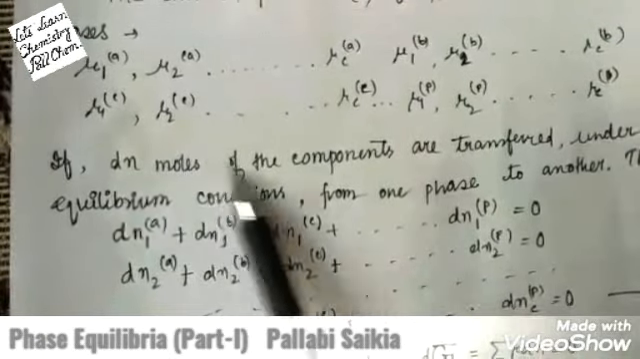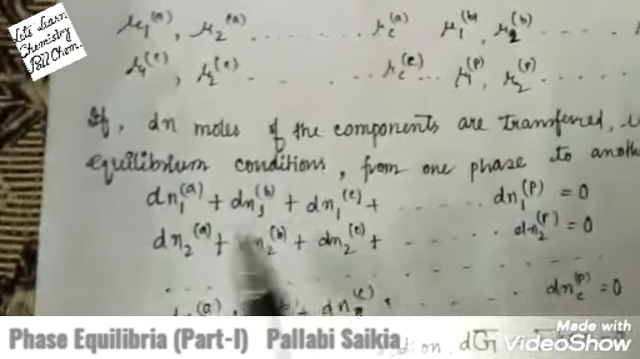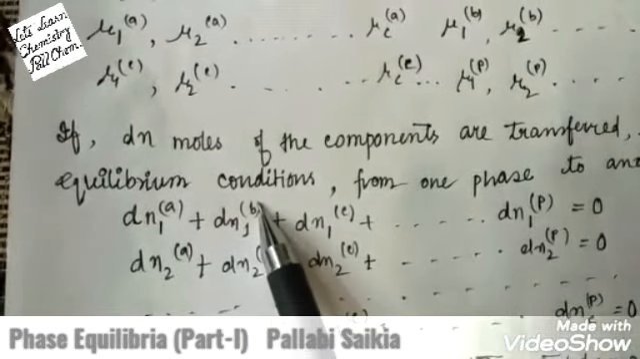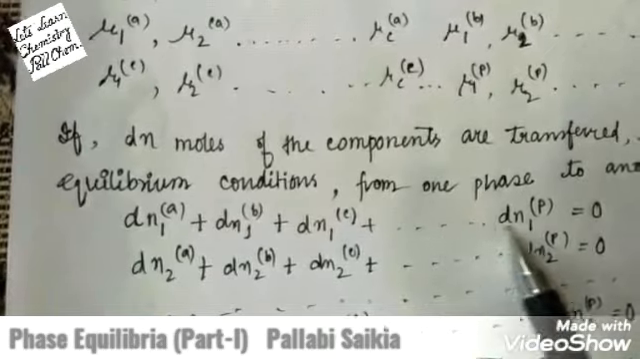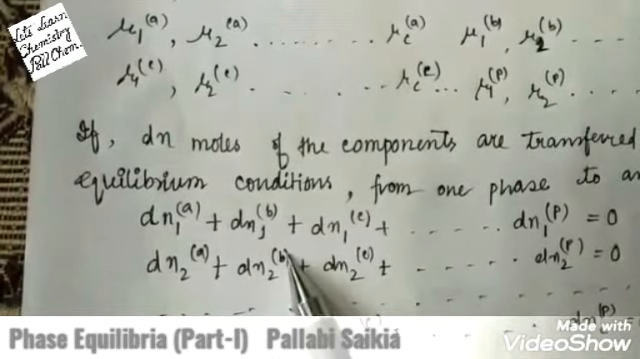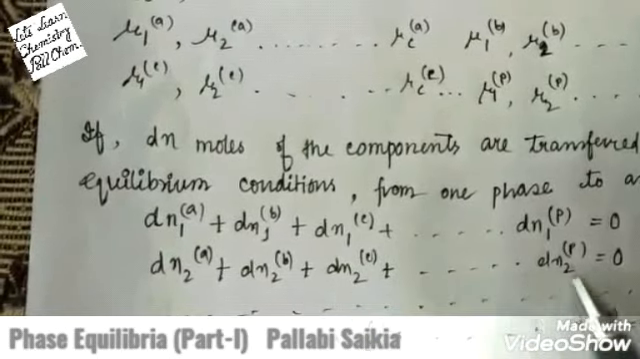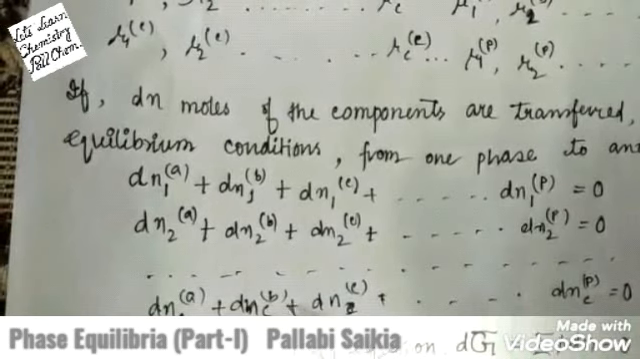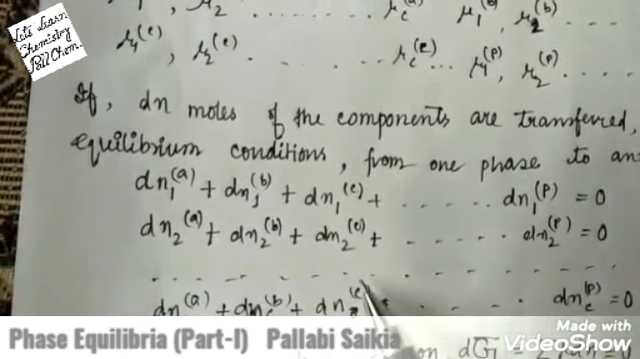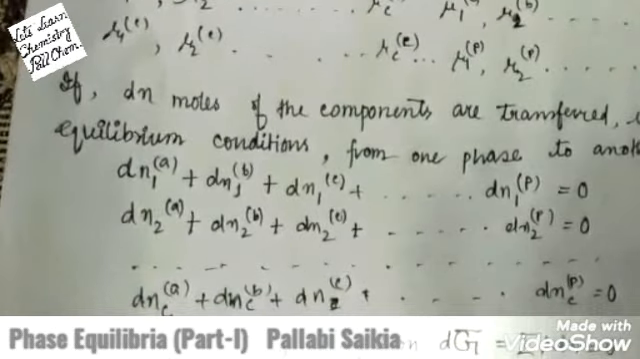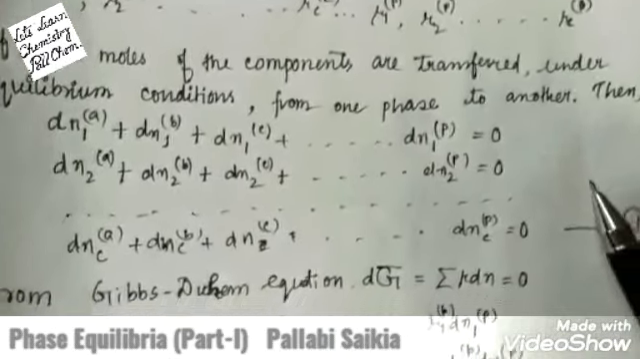So the change will be 0. So dn1 in A phase, dn1 in B phase, dn1 in C phase up to dn1 in P phase, dn2 in A phase, dn2 in B phase, dn2 in C phase up to dn2 in P phase, dnc in A phase, dnc in B phase, dnc in C phase up to dnc in P phase, it will be 0. This is equation number 1.